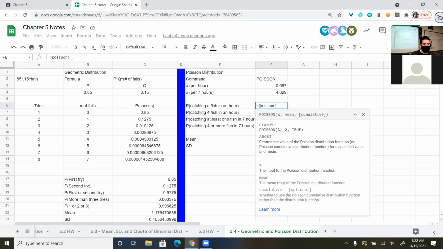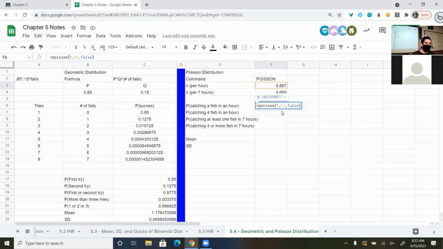And I'm just going to type in the word Poisson, and we are going to use our x value, the mean, which is our lambda, and then whether or not it's cumulative. So again, that goes back to the true and false that we did with the binomial. Since we want a fish in an hour, that means we want one fish. We are expecting 0.667 fish, and I'm going to type in the word false because that means I want exactly one fish. So there's a 34% chance that we would catch one fish in 1 hour.